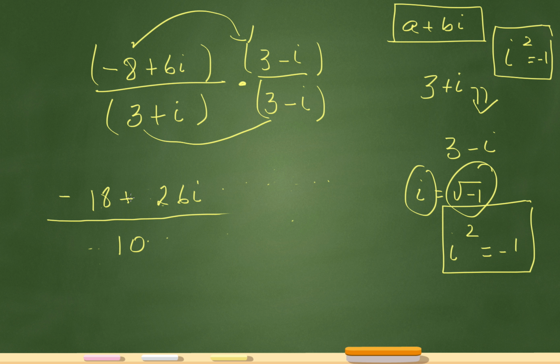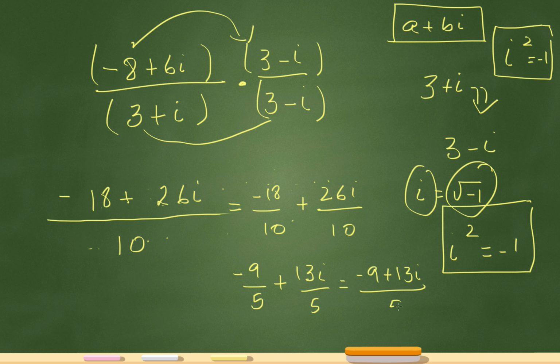Now everything in the numerator, the negative 18 and the 26i, they both are getting divided by 10. So if I were to rewrite this, it would actually be negative 18 divided by 10 plus 26i divided by 10. Let's see if we can bring this down a little bit. So negative 18 over 10 will become negative 9 over 5. And the 26i divided by 10 actually becomes plus 13i over 5. And now I can rewrite this as negative 9 plus 13i divided by 5. Now I hope one of the answer choices match up to this. And it does. Answer choice D, negative 9 plus 13i divided by 5.